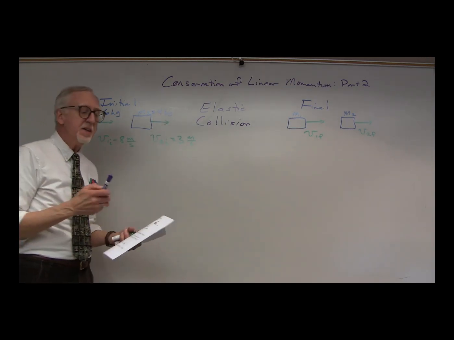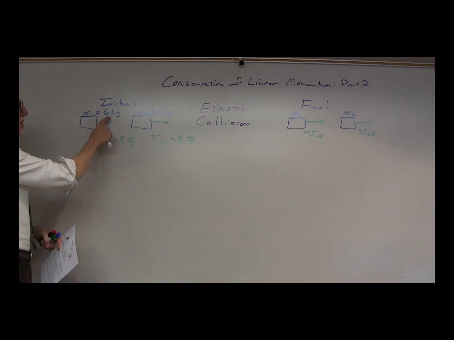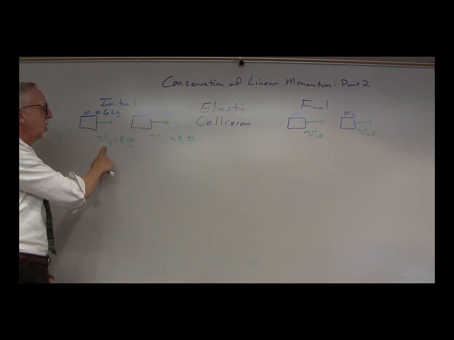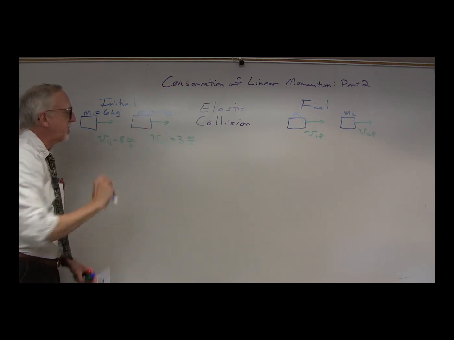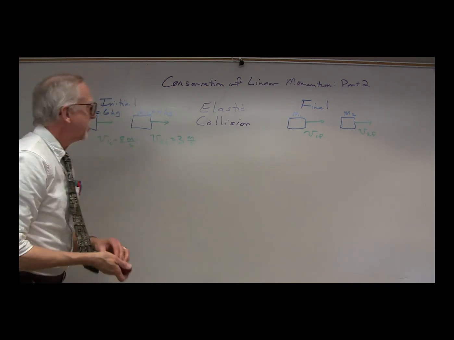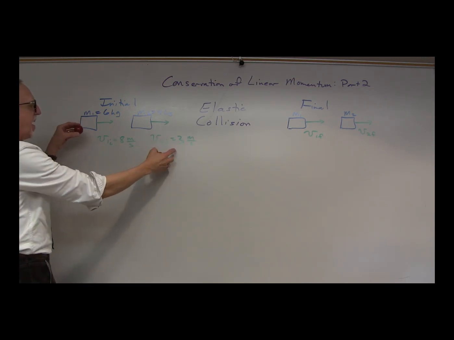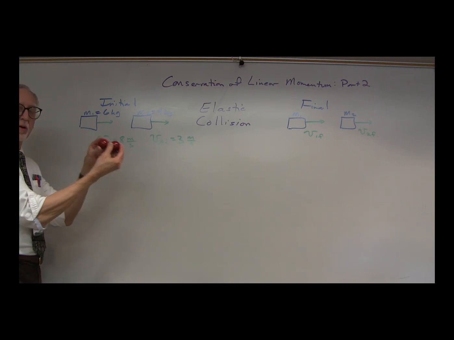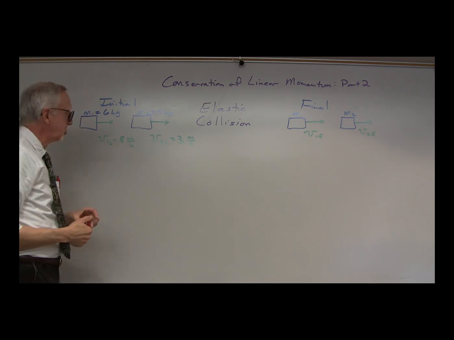Let's start out with the initial situation. Let's imagine M1 is 6 kilograms and M2 is 4 kilograms. V1 initial is 8 meters per second and V2 initial is 3 meters per second. So we notice that V1 is moving faster than V2. It's going to catch up and they're going to collide. So yes, we are going to have a collision, we assume.